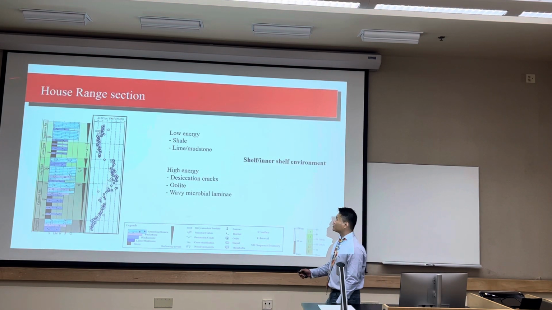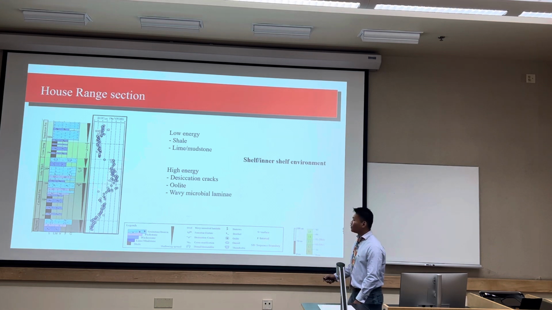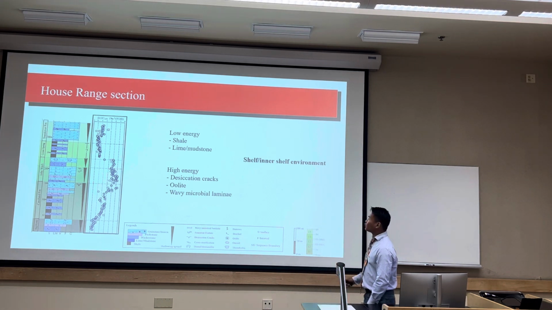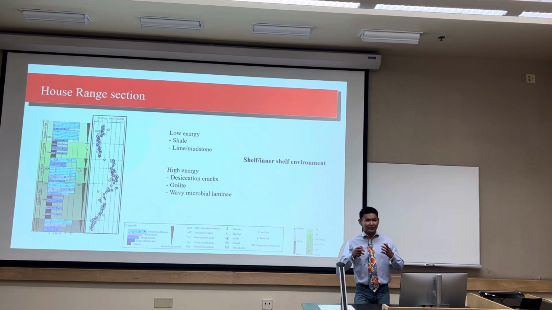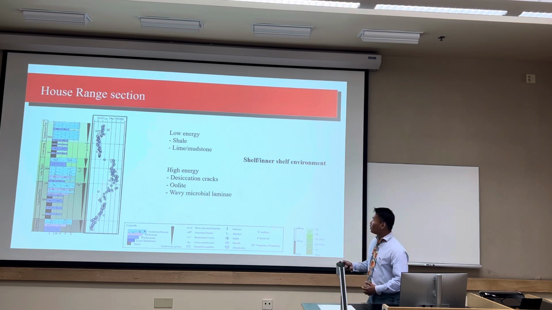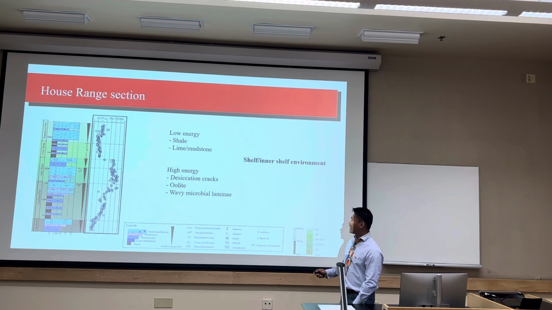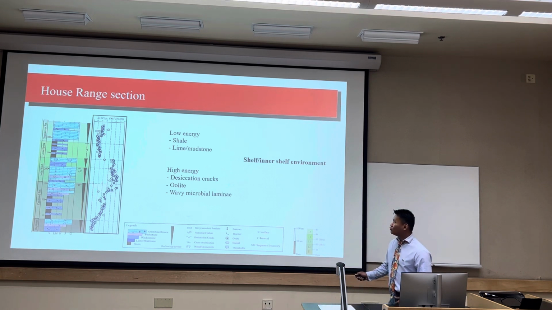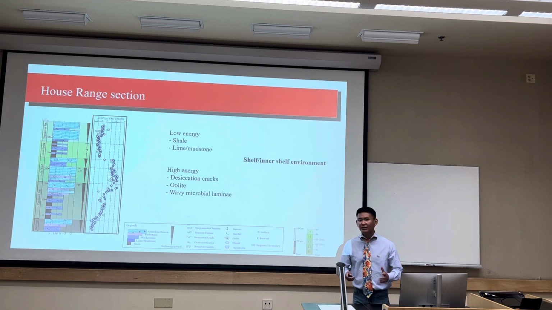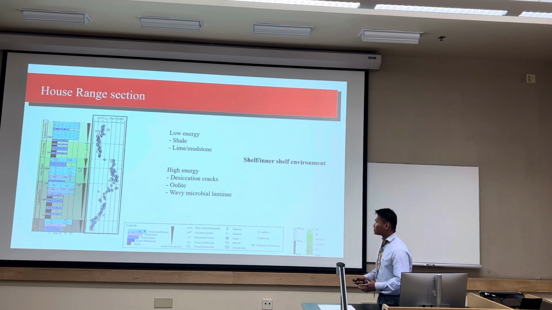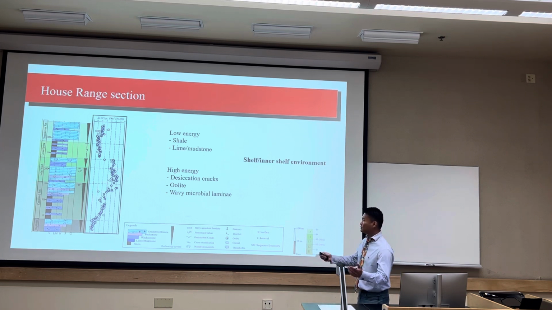So let's look at the Haltran section first. Here we need to focus, we have five formations. We have a low energy environment, which will be like shell limestone, so shell and limestone, wackestone is kind of low energy deposition. But we also see some high energy deposition, for example, wavy microbial grainstone and oolites. You see some oolites here. Oolite usually lives in a high energy environment. And then you also have different fossils that can be documented.